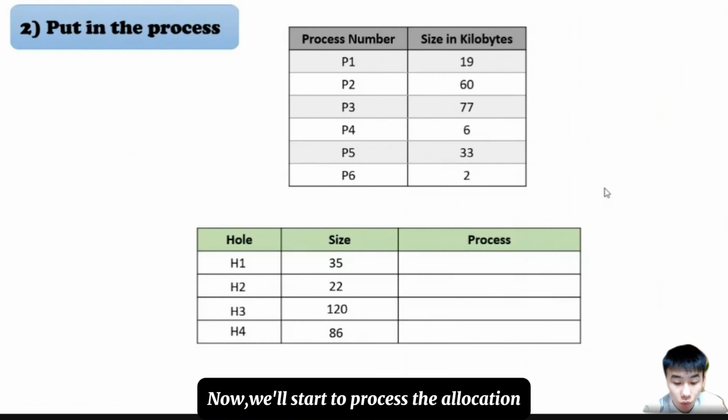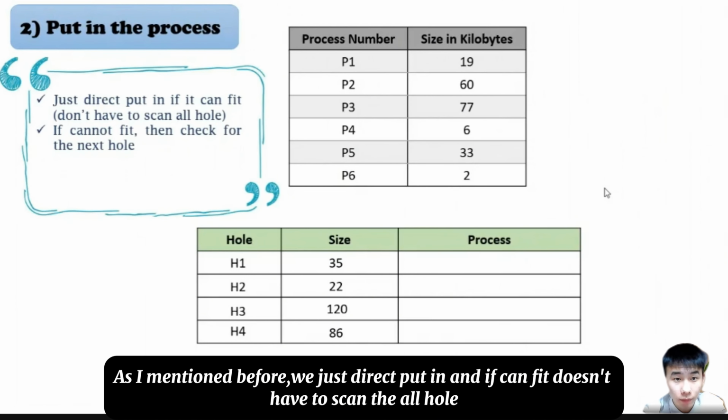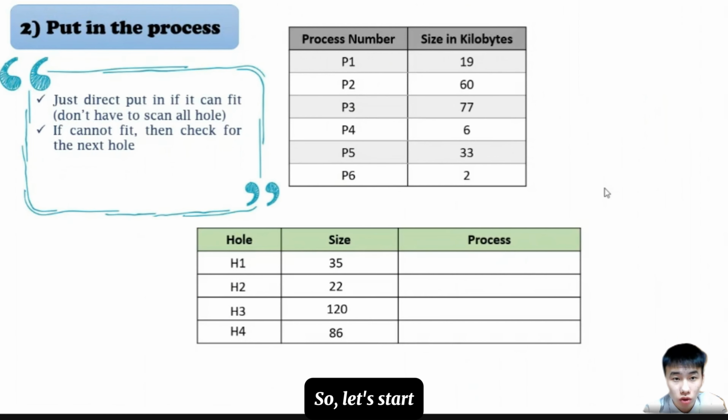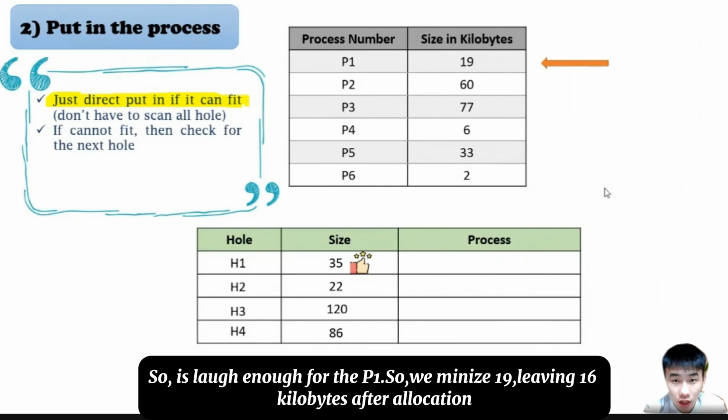So now we will start the allocation. As I mentioned before, we just directly put the process in, and if it can fit, we don't have to scan the whole memory. So let's start. P1, which is 19 kilobytes, is allocated to H1, which initially has 35 kilobytes, so it's large enough for P1. So we minus 19, leaving 16 kilobytes after allocation.